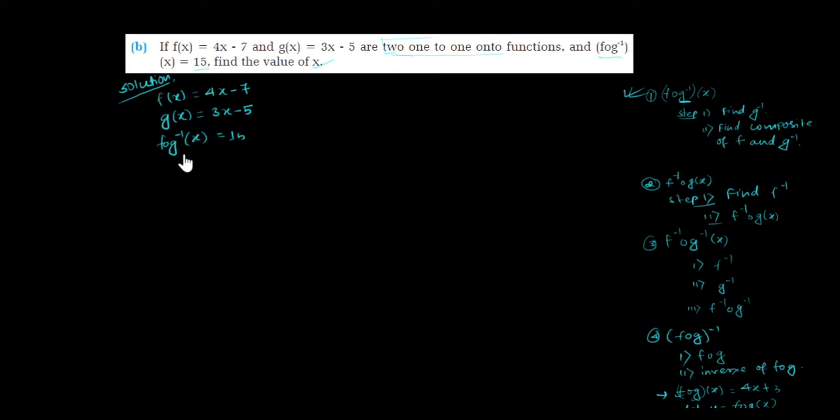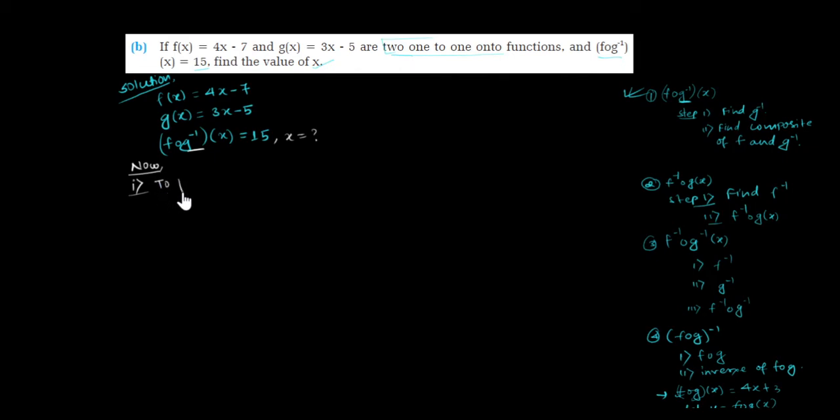Since (f composite g inverse)(x) is equal to 15 is given here, let me write it again. (f composite g inverse)(x) is equal to 15 is given here. So what we need to do at first is find the inverse of g. So how to find that? Number 1, let's find the inverse. The question asks you to find the value of x. So right here x is equal to what? Now let's find the inverse at first. Step number 1, we need to find the inverse.